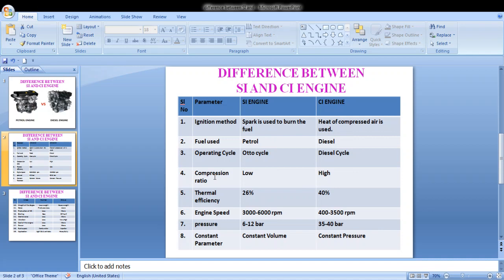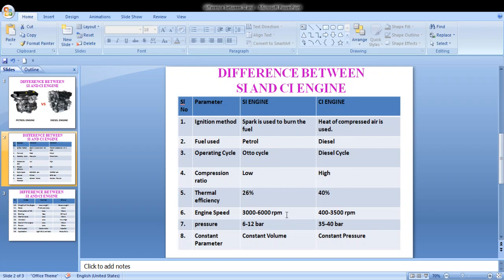Next important parameter is thermal efficiency. In case of a SI engine, it's about 26%. In case of a CI engine, it's about 40%. Because of high compression ratio, we have high thermal efficiency. So this is the main reason. In case of your SI engine, we have low compression ratio. That's why we also have less thermal efficiency.